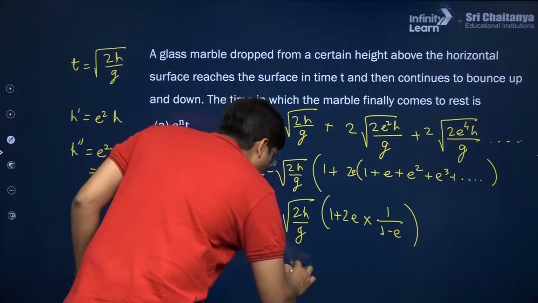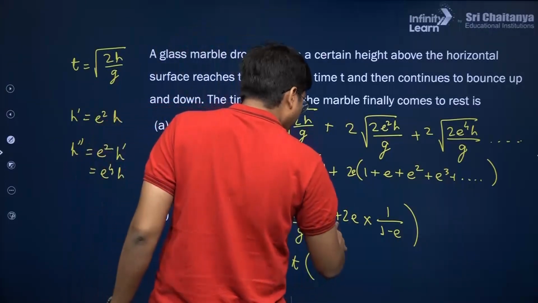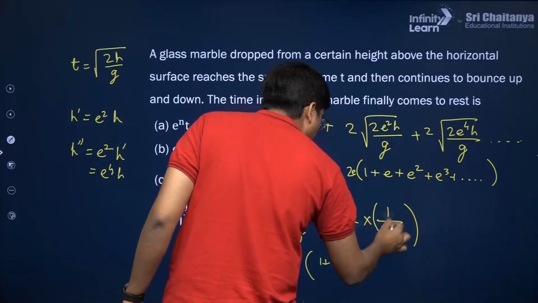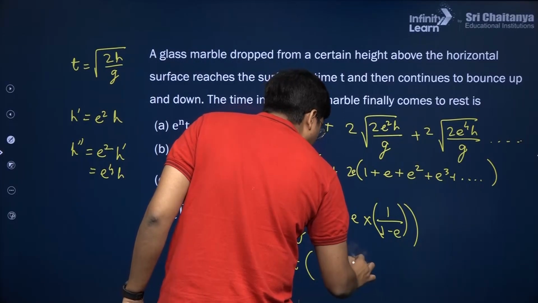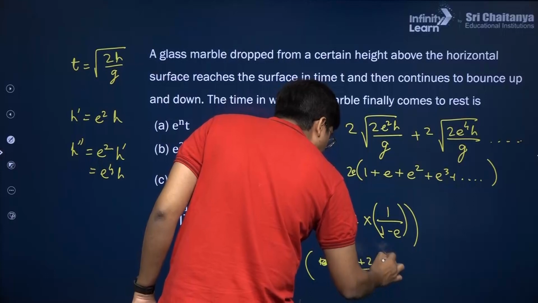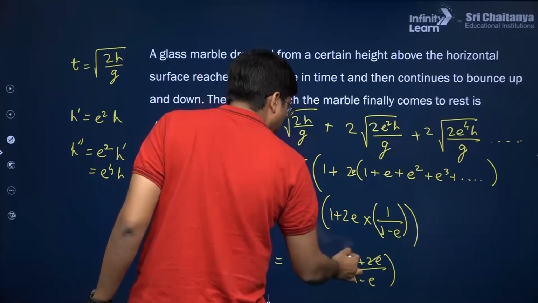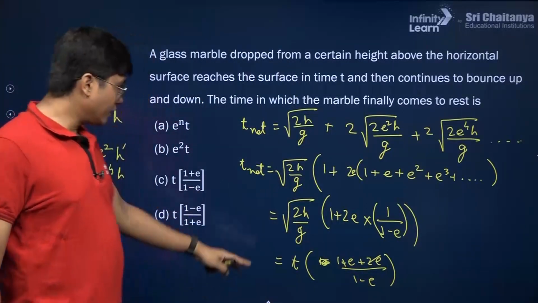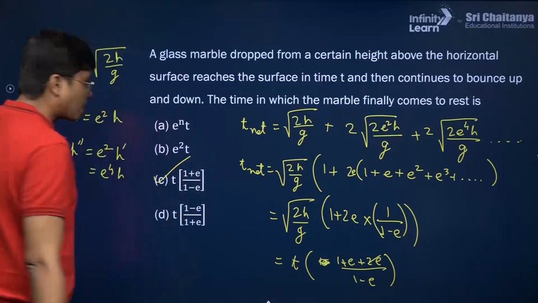So this is equal to t into, here if I multiply, I have 1 plus e, remember this 2e is multiplied to this thing, so 1 plus 1 minus e, 1 minus e plus 2e divided by 1 minus e. So this 2e plus 2e would just give you plus e. Minus e plus 2e is 1 plus e by 1 minus e into t. So correct option is option C.